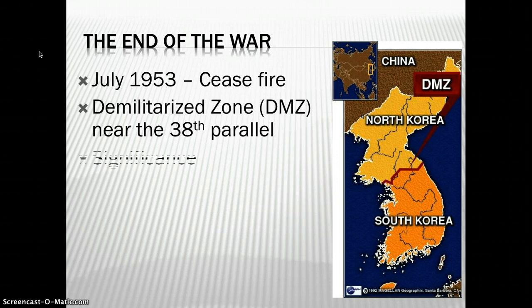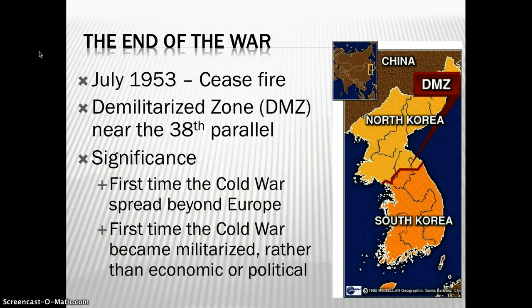The Korean War is significant, although it is a short war and it ends pretty much exactly where it started. It's still significant for two main reasons. Number one, it is important because it was the very first time that the Cold War had spread beyond Europe. And two, it was the first time that the Cold War became militarized.